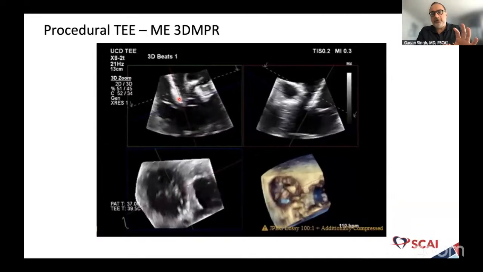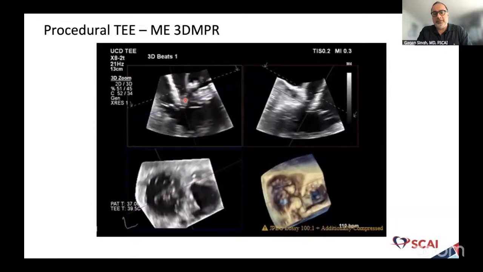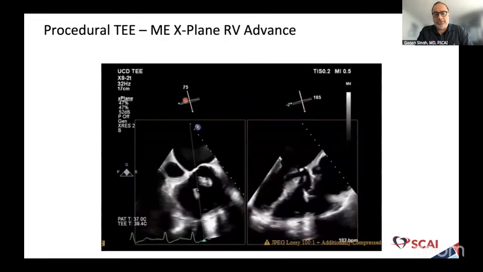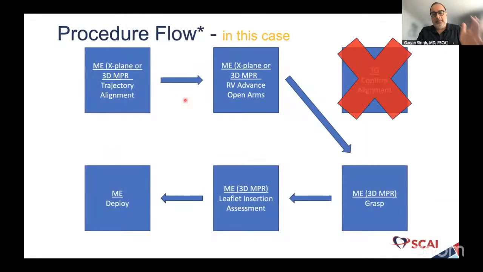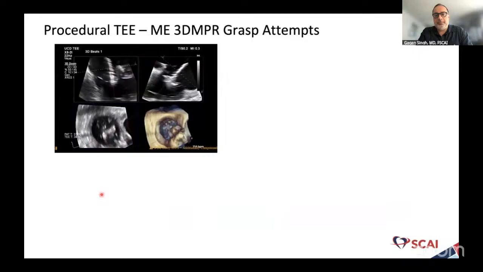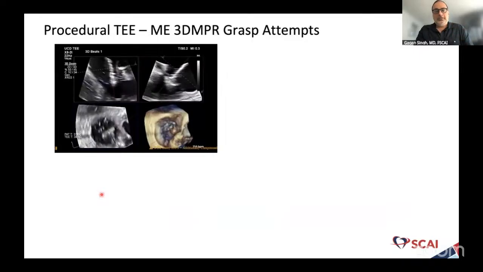But we have a good 3D NPR, so we should be able to proceed. So here's our trajectory. We're happy with our alignment. We advanced it into the ventricle. So now we have this scenario. In this case, we've advanced into the ventricle. We've opened our arms. And now with the 3D NPR, I'm going to do my grasp, my leaflet insertion, and I'm going to deploy. This is the situation now.